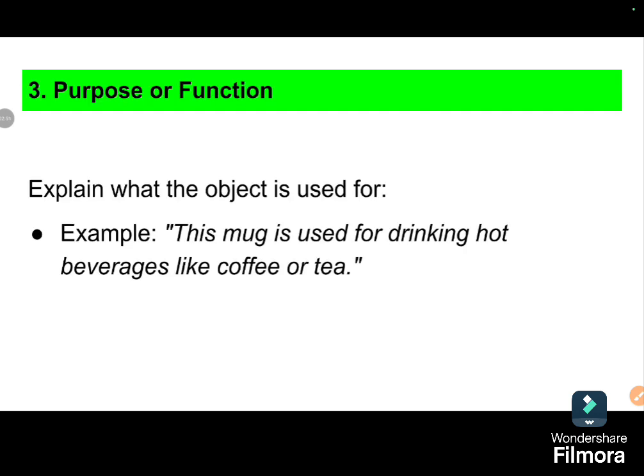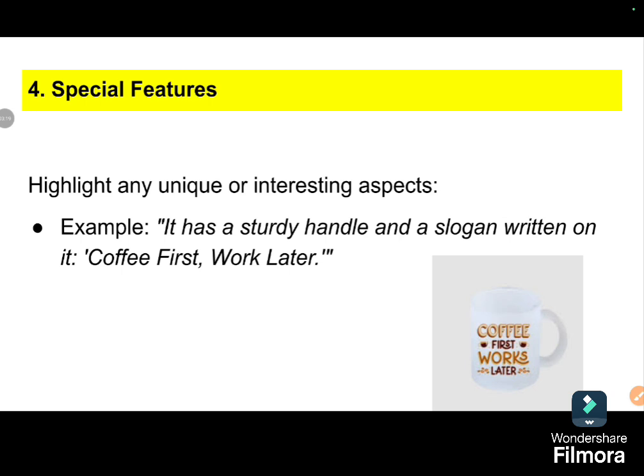And the third thing you are supposed to remember is the purpose or function of the object. Explain what the object is used for. For example, this mug is used for drinking hot beverages like coffee or tea. A phone is used for making calls, receiving calls and browsing the internet, etc. And the fourth thing is special features. Highlight any unique or interesting aspects. For example, it has a sturdy handle and a slogan written on it, "coffee first, work later."